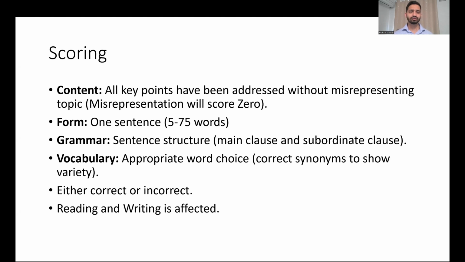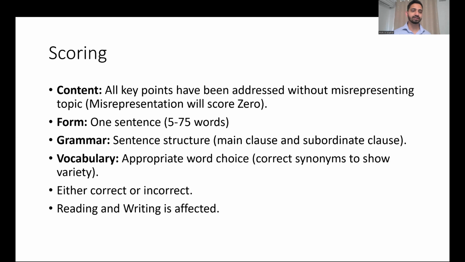All right, let's talk about scoring. You get marks for content, form, grammar, and vocabulary. Let's talk about them individually. First, content. If you have covered all key points without misrepresenting the topic. Misrepresentation of the topic will score 0. So if you haven't understood the topic, I'll again emphasize that understanding the topic is super important. You don't want to write something that's not the main idea of the text. So first of all, understand the text and include that main idea in your summary.